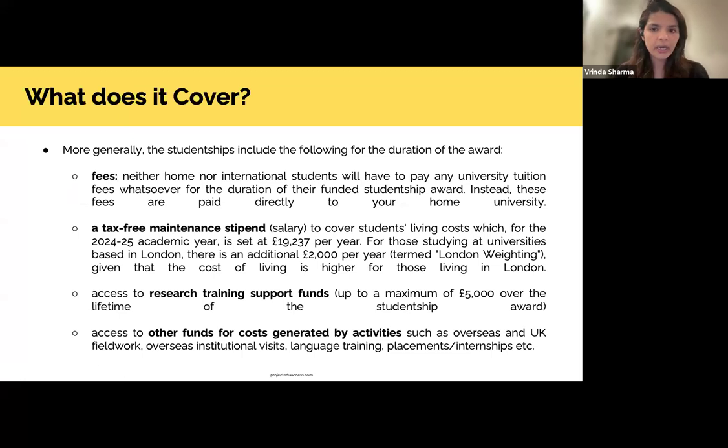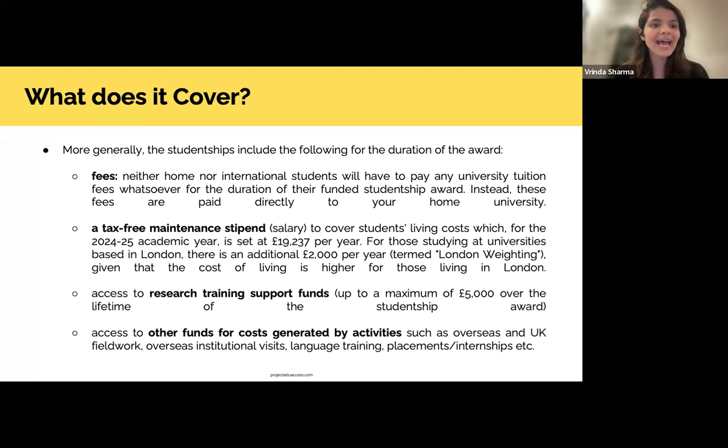So what does it cover? Under this MRC DTP scheme, there is comprehensive financial and academic support provided to you. The entire tuition fees, whether you're a home student or an international student with fees of about 27 to 28,000 pounds per annum, all of it would be covered under MRC DTP if you get selected.